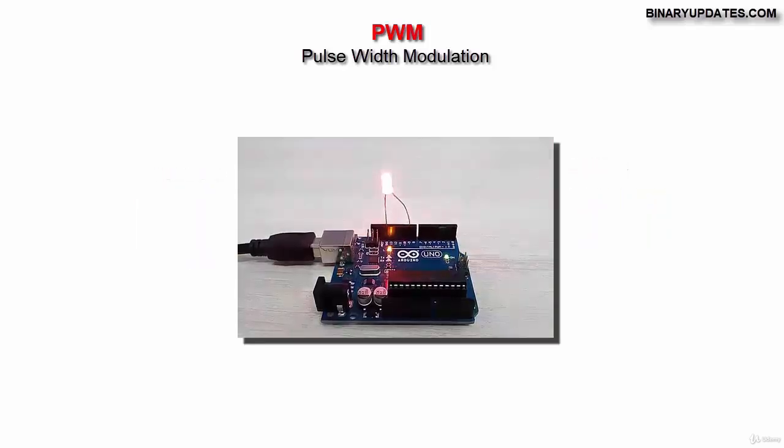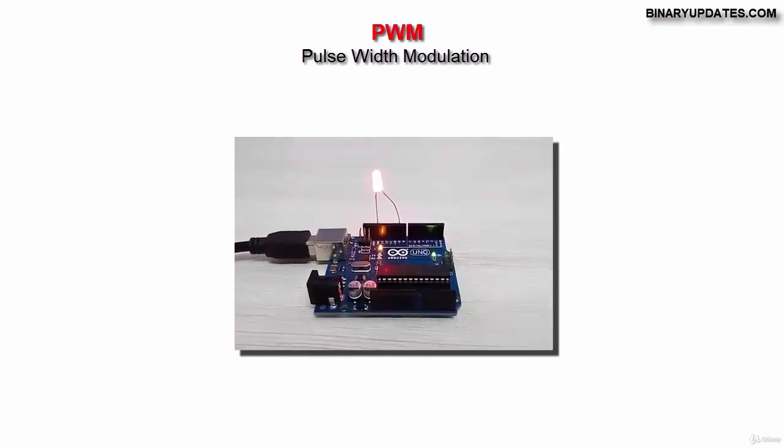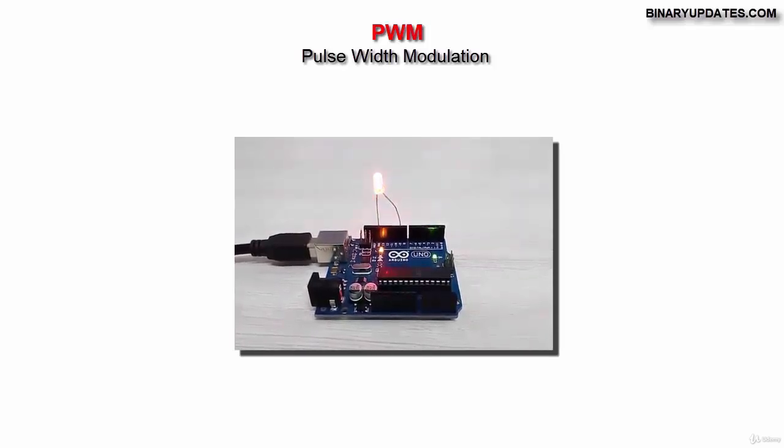Let me give you one example. We have seen very often how to turn an LED on and off. But what if we don't want the LED to just turn on and off? Rather, we want to precisely control the brightness of an LED. And this can be done with pulse width modulation. It is also referred to as PWM. Using PWM, we can control the duty cycle of a clock, which in turn controls the brightness of an LED or light.